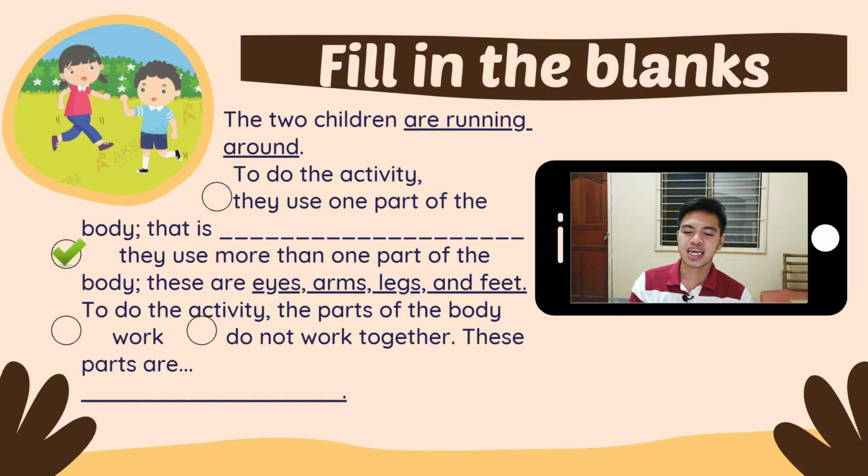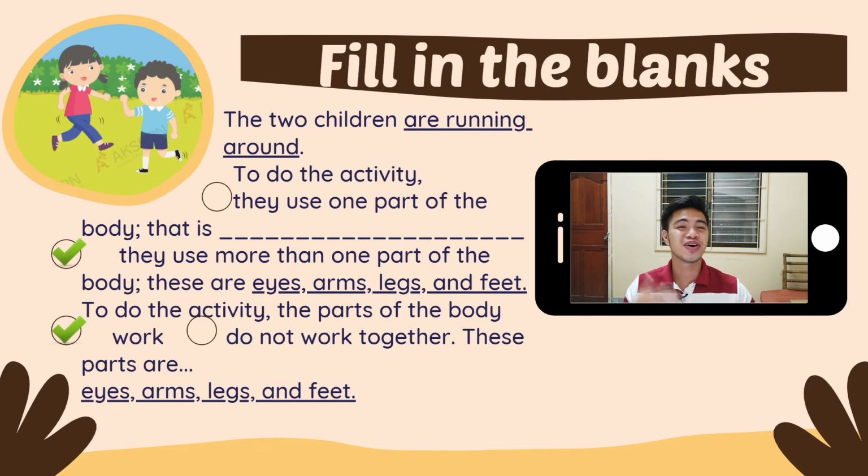And to do the activity, the parts of the body blank. Do they work or do they not work together? Of course, they work together. And these are the following parts of the body that work together. The eyes, the arms, the legs, and the feet. Okay? Very good. Now, you already know the functions of our body parts. And you already know that each part has different functions. So, when we don't have some of the body parts, we may have a hard time to do the activities that we have to do.